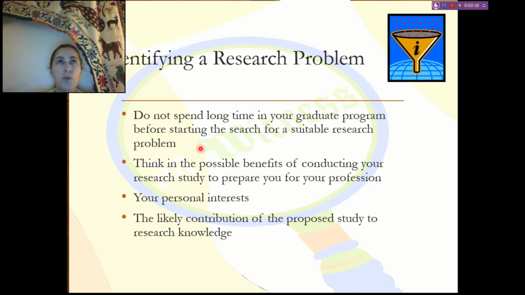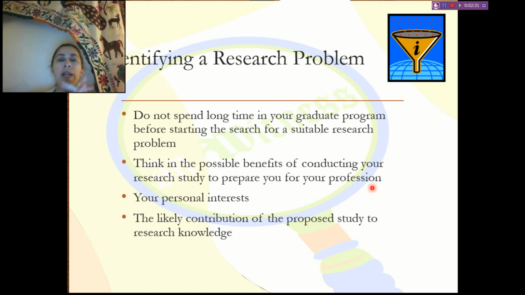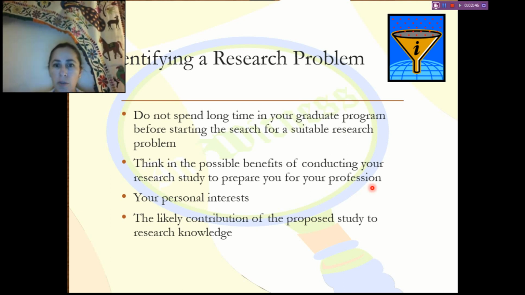Now, think about the possible benefits of conducting your research study to prepare for your profession. Your profession is important. Think about any research that will be useful for your profession. For example, in my case, I was interested in economics of education. I am a statistician and I am very interested in economic growth. So I was thinking, how can I combine my interest in economic growth with education? I was trying to match two interests, education and economic development.